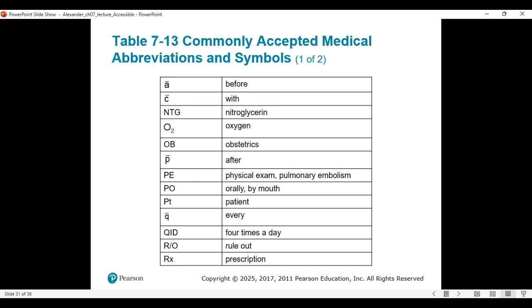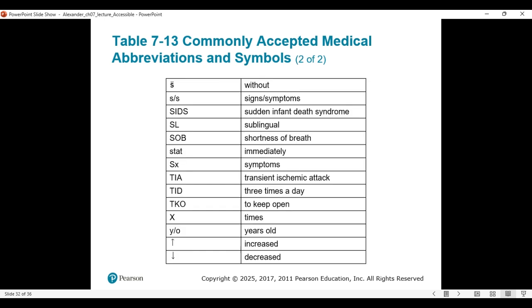A Q with a line over it is every, like 15 milligrams Q4. That's 15 milligrams every 4 hours. QID means 4 times a day. R/O is rule out. RX is prescription. S with a line over is without. S/S is signs and symptoms. SIDS is sudden infant death syndrome. SL is sublingual, which is where, right, under your tongue.